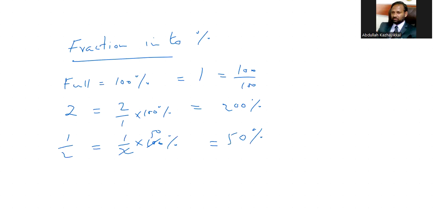Okay. So 1 by 4 is a fraction, 1 by 4 into 100%. That means 100 divided by 4, we know that is 25. 25 fours are 100. That means 25% is 1 by 4.